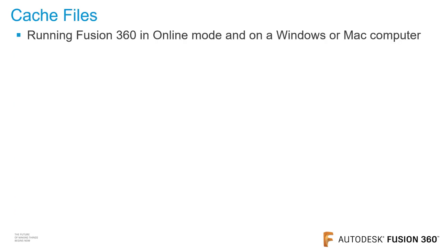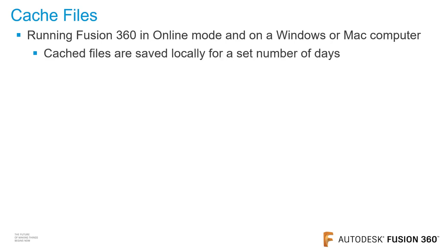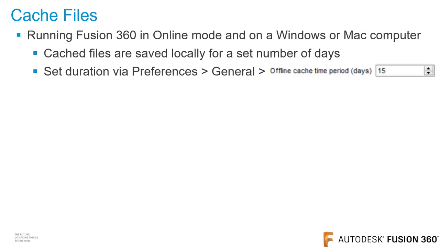Now I'll discuss cached files. When Fusion 360 is running and in online mode, and you're on a Windows or Mac computer, every time you save a file, that file is also saved locally and stored for a set number of days. You can set this duration by going to your preferences and in the general section, change the number of days in the offline cache time period days option.